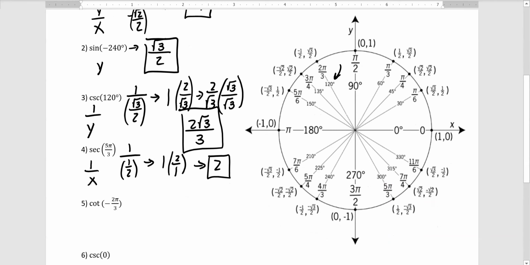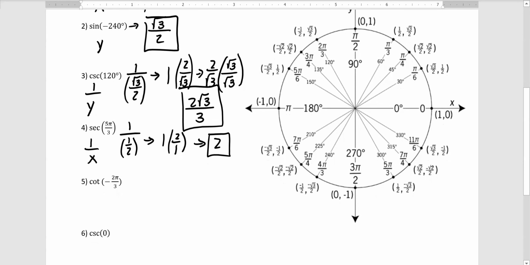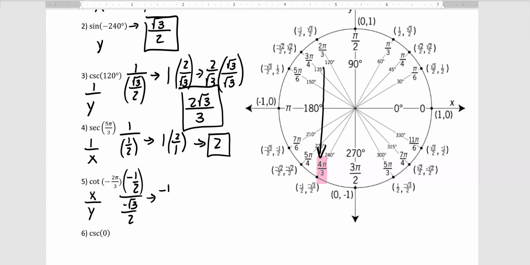What about the cotangent of negative 2 pi over 3? So what I can do is find 2 pi over 3, but I want the negative, remember, so I'm going to flip it across the x-axis to give me 4 pi over 3. Negative 2 pi over 3 is coterminal with 4 pi over 3. So cotangent, remember, is x over y. So my x value is negative 1/2 divided by the negative root 3 over 2. Okay, so multiply by the reciprocal, so I'll have negative 1/2 times 2 over negative root 3.